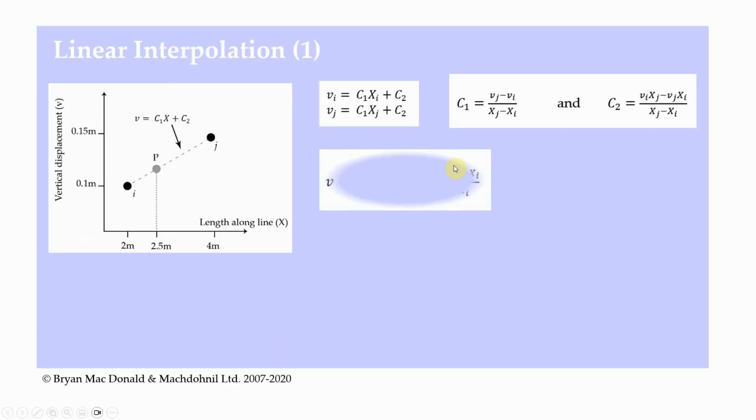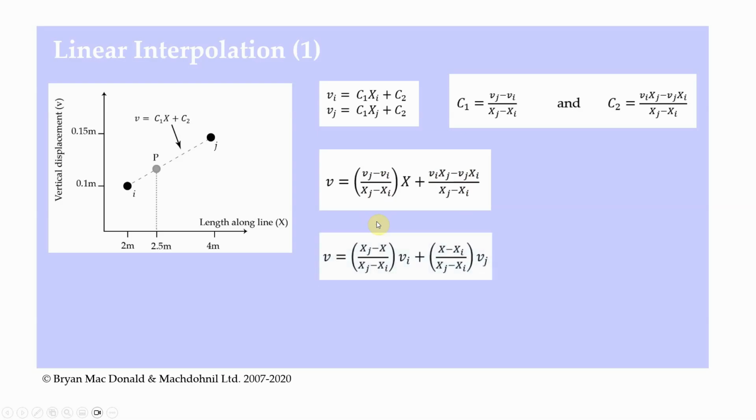Once we've worked out c1 and c2, we can put them back into our original equation. Now we have an equation which has vertical displacement on one side, length along the line here, and various combinations of the known points. We can rejig this equation a bit and group some like terms together. By doing that, the vertical displacement at any point along the line is given by vi, the vertical displacement at one end, plus vj, the vertical displacement at the other end, and various combinations of xj and xi in the bracket terms here.